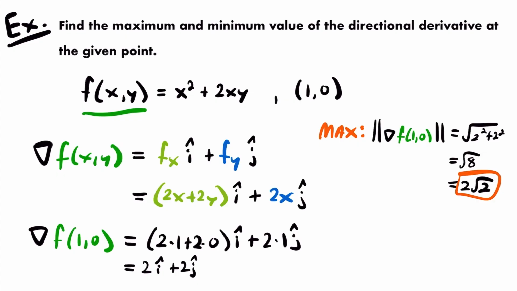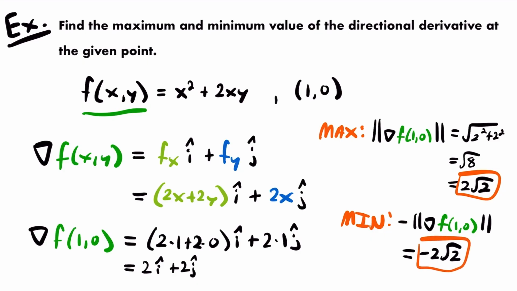That would be the maximum value of the directional derivative at this point, or you could think of it as the maximum or steepest slope for that function at this point. And then the minimum value would just be the opposite, because the minimum value is the negative magnitude of the gradient vector. Okay, so we don't have to do that calculation again, unless we think we did it wrong, which we didn't. It is 2 square roots of 2, so the minimum value will be negative 2 square roots of 2. That is the minimum value of the directional derivative at this point on the function.